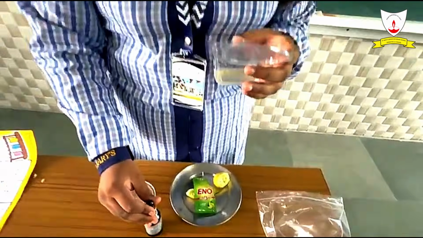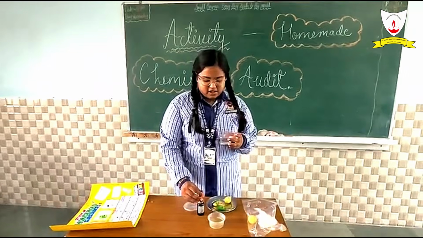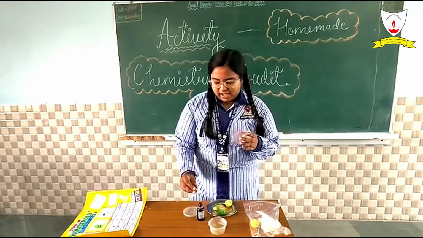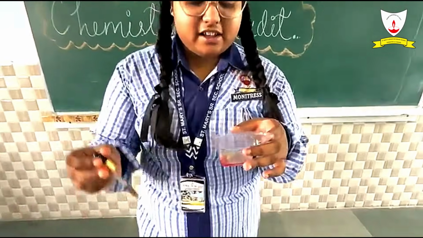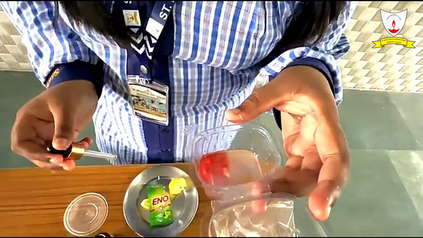Now it is lemon juice. We all know that it contains citric acid, so it is acidic in nature. Now I will add some drops to it also. And as it is an acid, it should turn red. We can see that it has changed its color and become red.